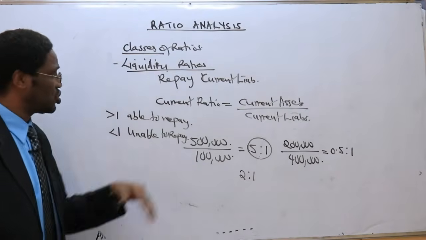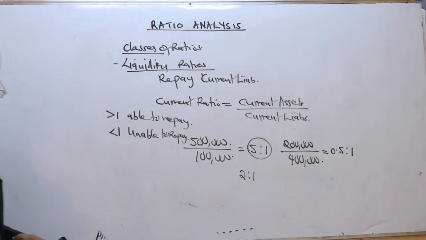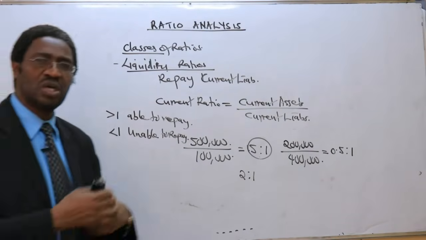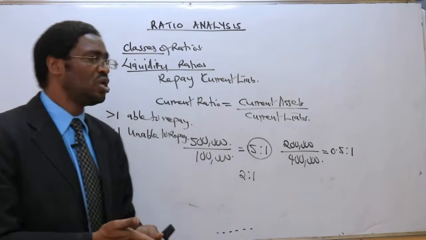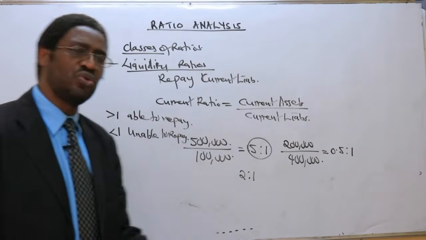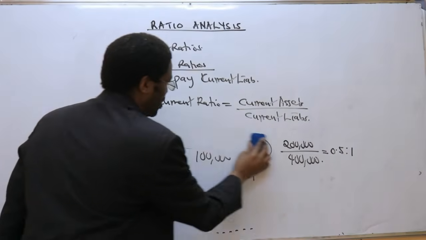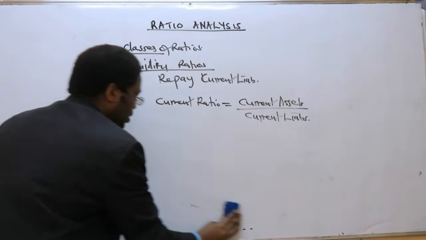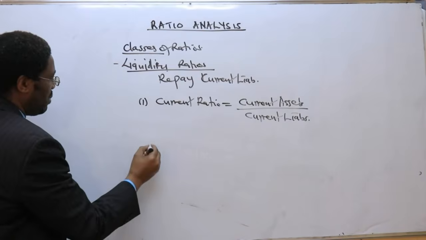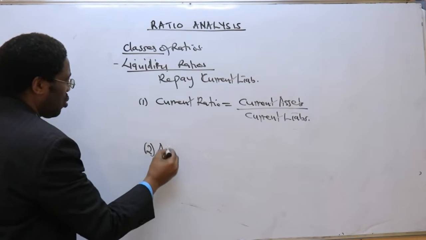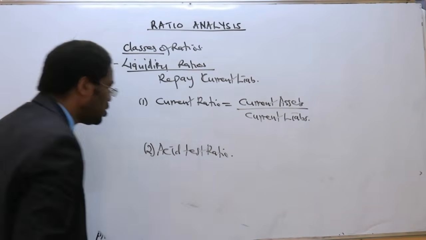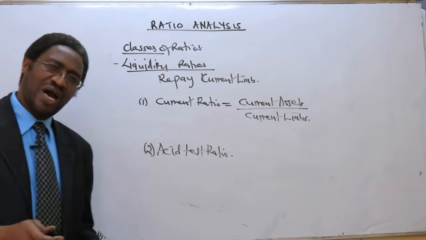Now, this ratio is also known as the working capital ratio. So when they tell you to calculate the working capital ratio, they are telling you to compare current assets with the current liabilities. So I'm through with one of the liquidity ratios. The second one, number 2 among the liquidity ratios, is what we call the acid test ratio. So that's another liquidity ratio, the acid test ratio.